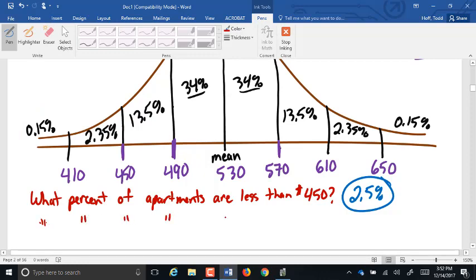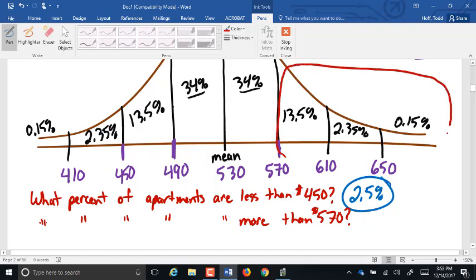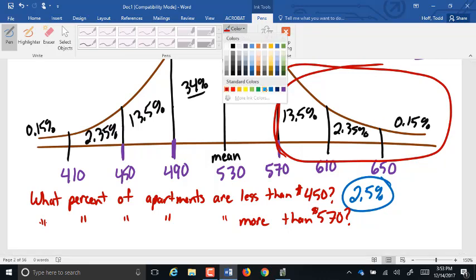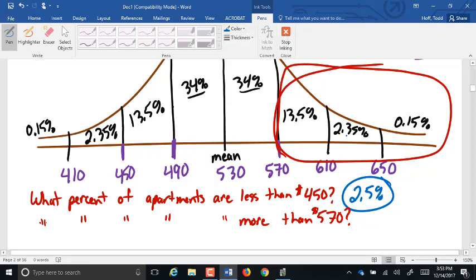What percent of apartments have rent that is more than $570 a month? Well, here's 570 right here. More than would be the right side. So it'd be adding up those percents. If we add up 13.5, 2.35, and 0.15. Those all add up to 16%. So only 16% of apartments cost more than $570 a month.